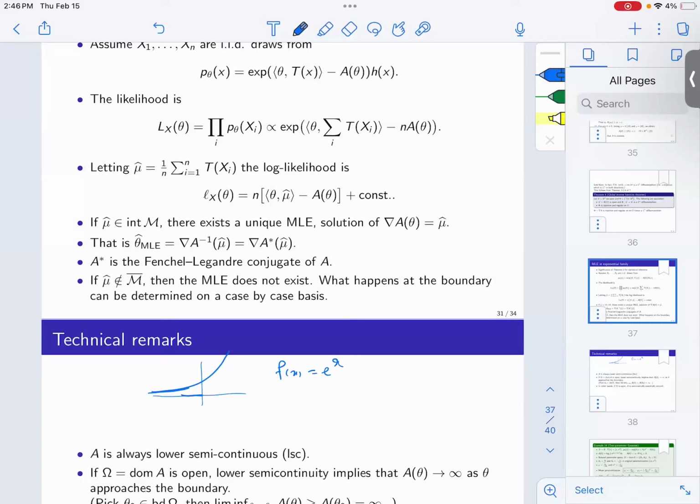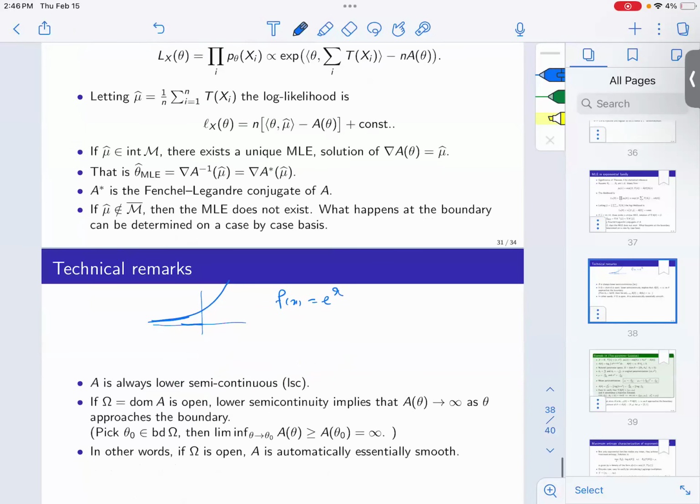So strict convexity is needed, but it's not enough. You need a little bit more. Okay. If you're interested, go over the proof, and it requires some interesting convex analysis. Any other questions?